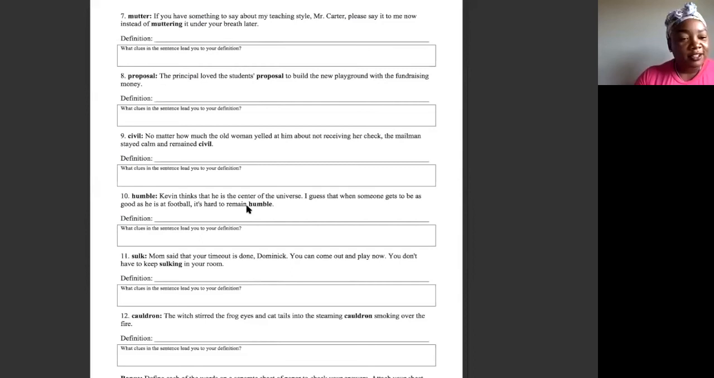Okay, let's do the last one, number 10. This is the word we don't use very often. The word is cauldron. All right, it says the witch stirred the frog eyes and cattails into the steaming cauldron, smoking over the fire. So what clues? Okay, very good. We have stirred, smoking over the fire, very good. Over the fire, stirred.